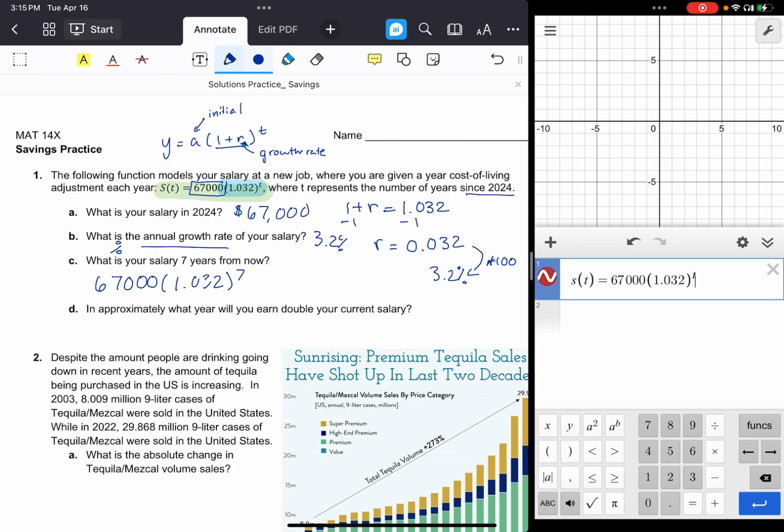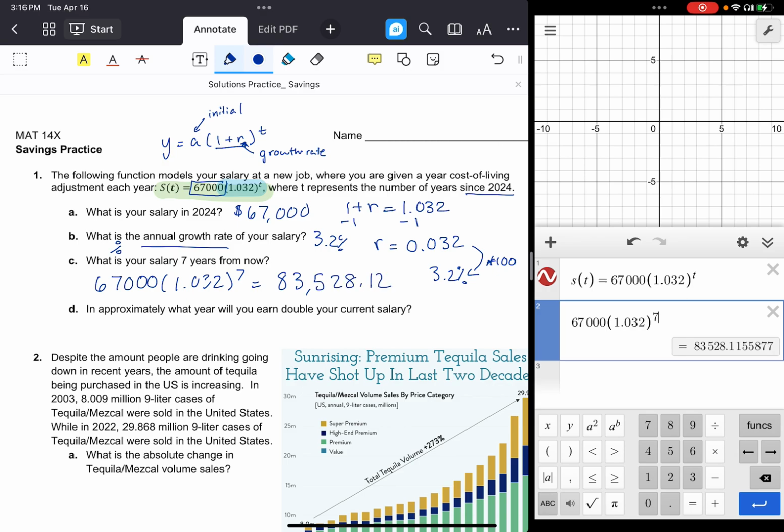I did write it in as a function, and I'm going to keep that there. But this is really just asking us to type in 67,000, without those extra decimals. I'm having some difficulty this afternoon. Sorry about that. And then that A to the B is my power button. So in 7 years from now, if you keep increasing at the same rate, you should start earning $83,528.12 per year.